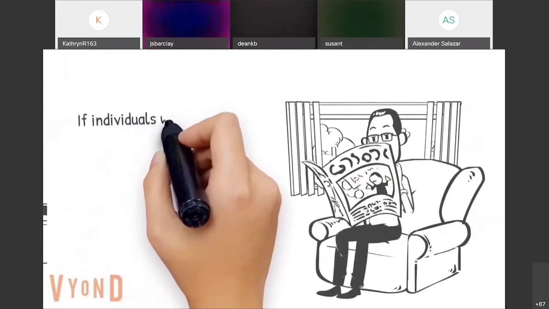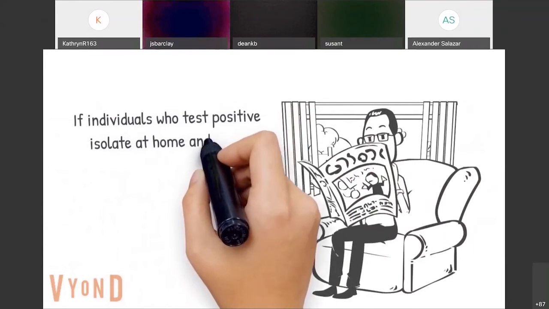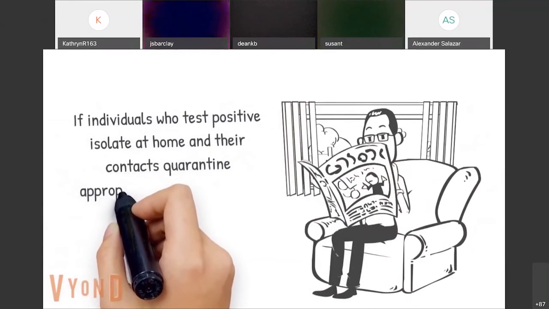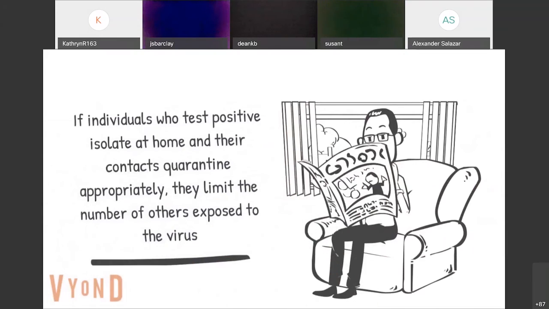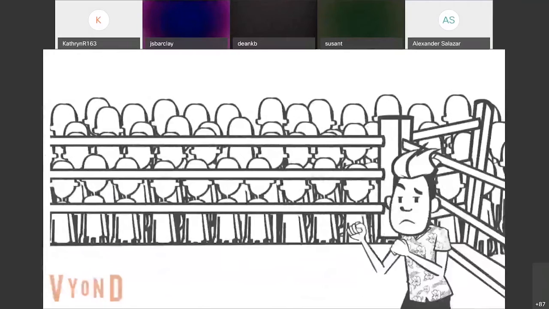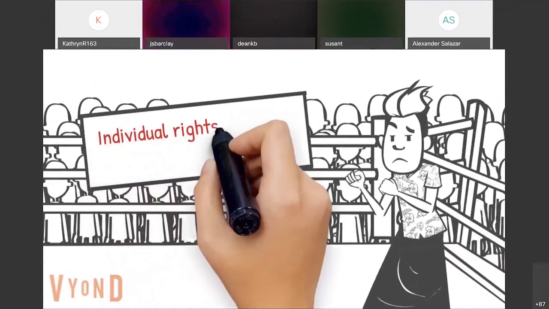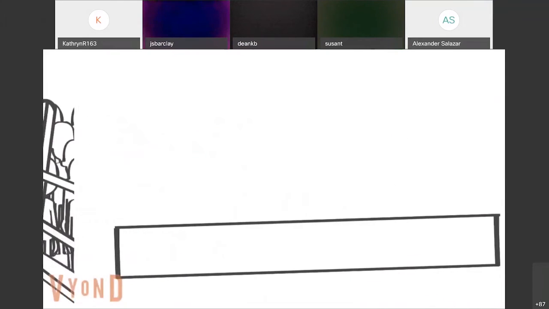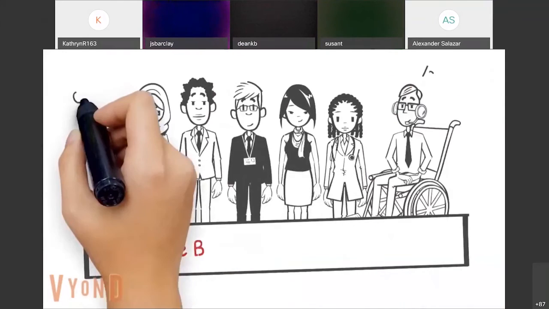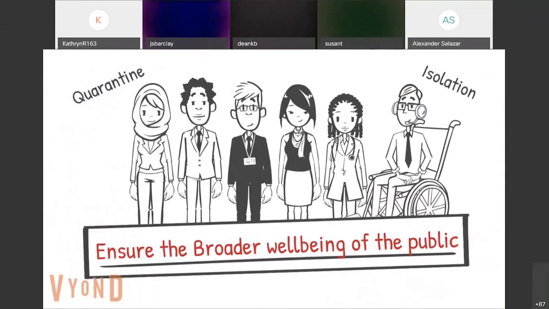If individuals who test positive isolate at home and their contacts quarantine appropriately, they limit the number of others exposed to the virus. While individuals' personal rights may be affected when they're instructed to isolate or quarantine, they are being asked to do so to ensure the broader well-being of the public.